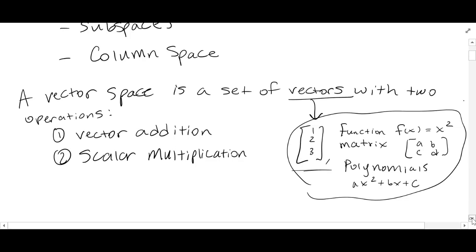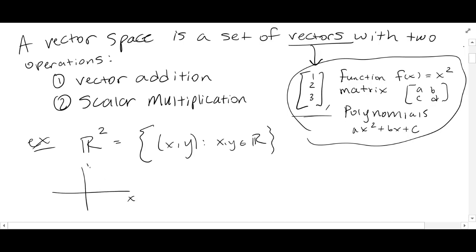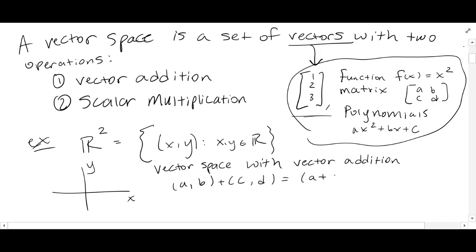So some examples of vector spaces. We're familiar with R2, the set of ordered pairs x, y, where x and y are real numbers. You know, the whole Cartesian plane, that's a vector space. With the vector addition being just regular addition of vectors, and the scalar multiplication being the usual multiplication of a number times a vector.